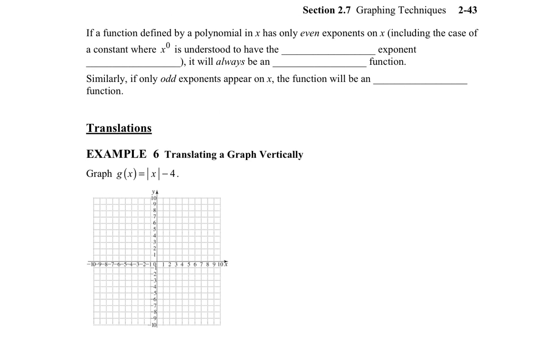A function defined by a polynomial in x that only has even exponents, including the case of x to the 0, which is understood to have even exponent 0, it will always be an even function. And similarly, if there are only odd exponents, then the function will be an odd function.